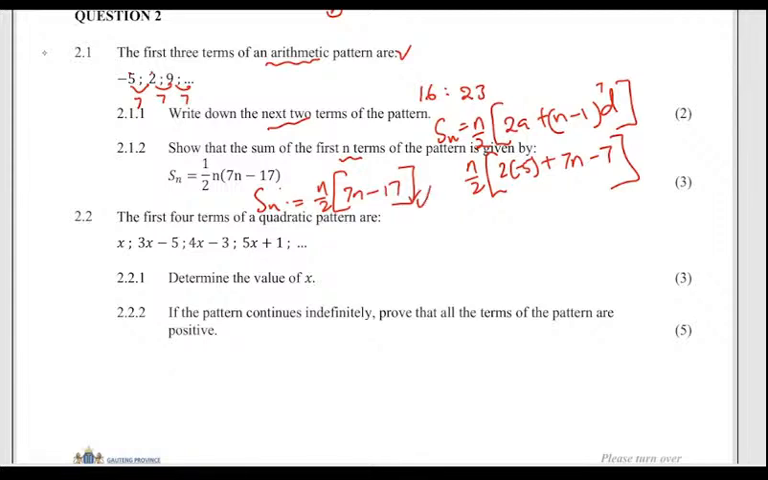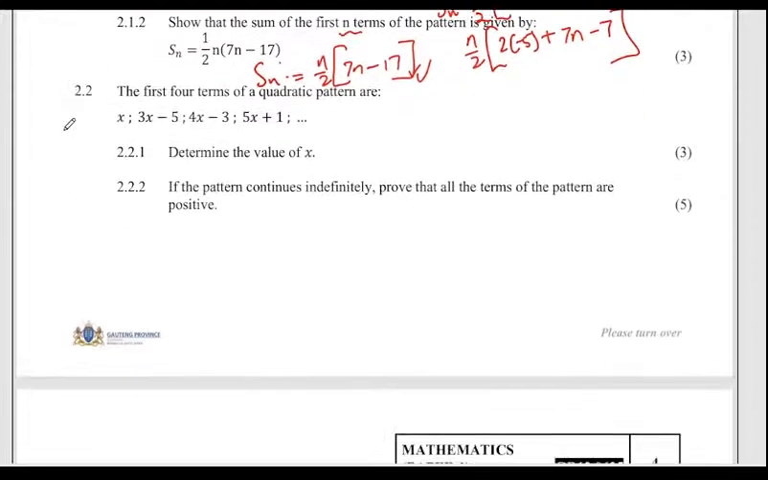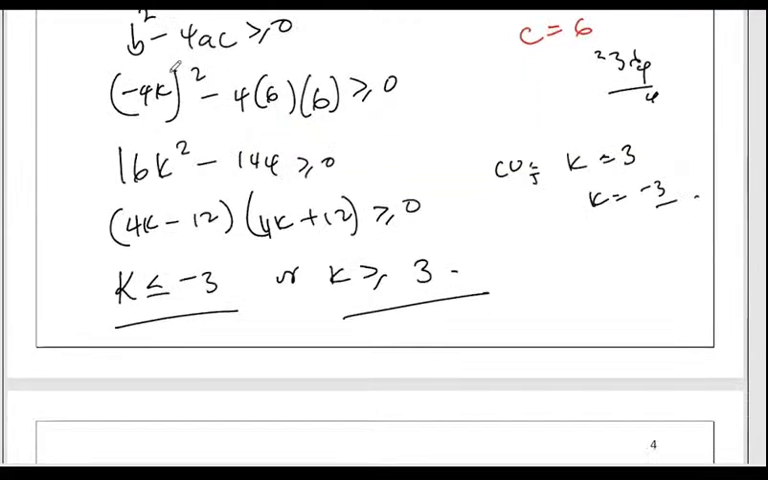So this is what the question basically wanted. Probably they just want to see the substitution, how you're opening the brackets, and how you're collecting your like terms. All right, so that is 2.1.2. Then 2.2, they're telling us the first 4 terms of a quadratic pattern are this. They want us to get the value of x. So let me jot them down this side and see.